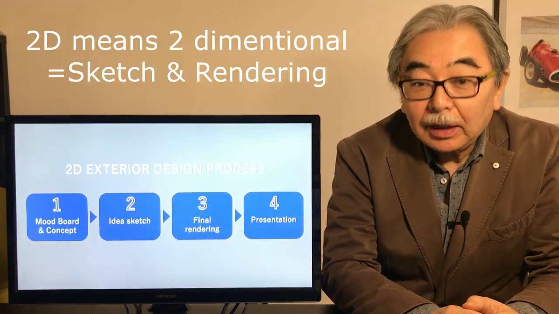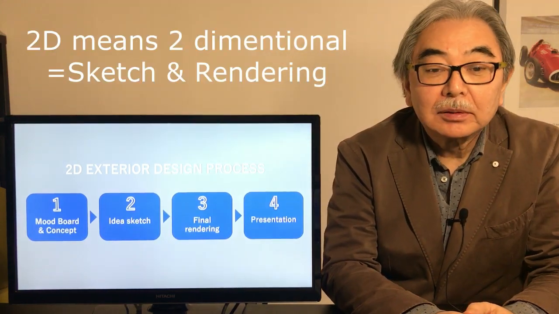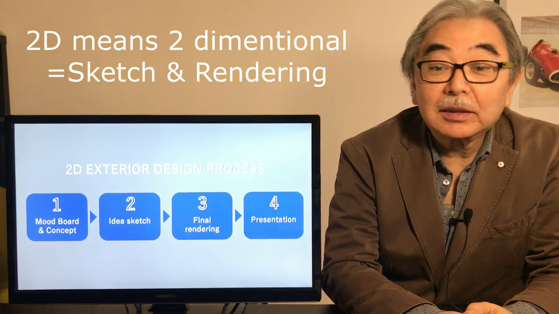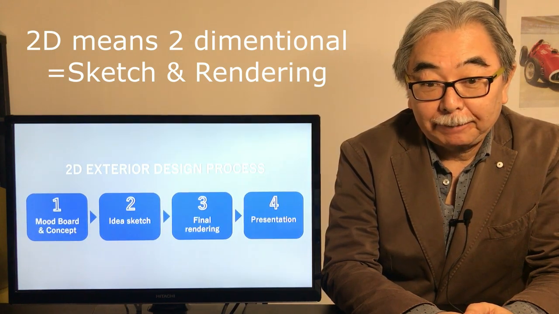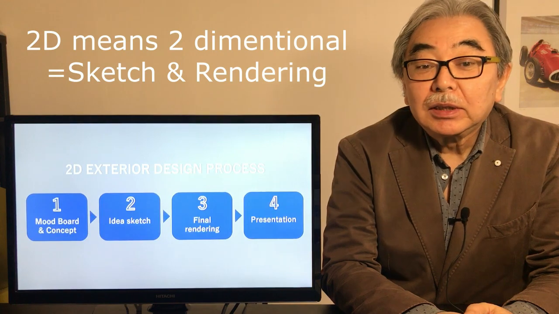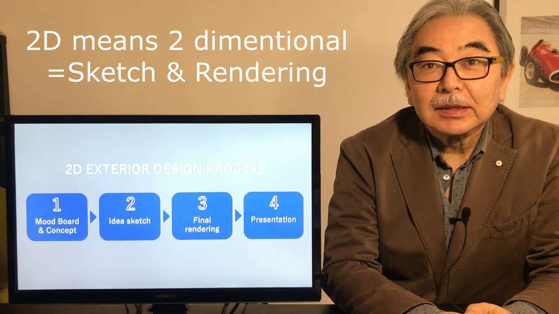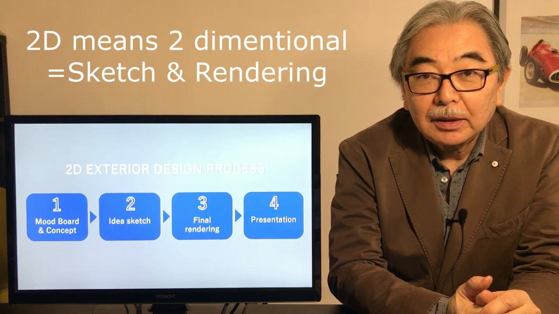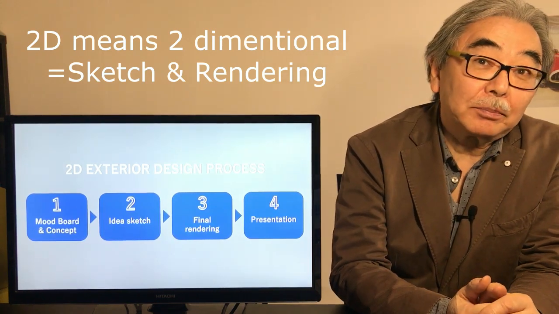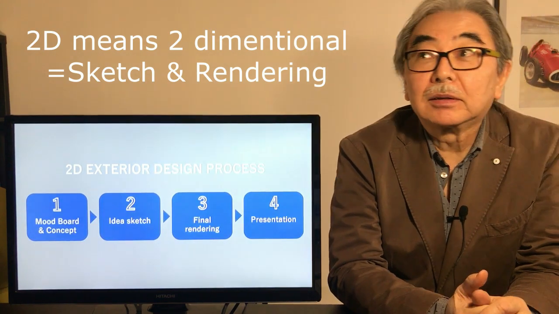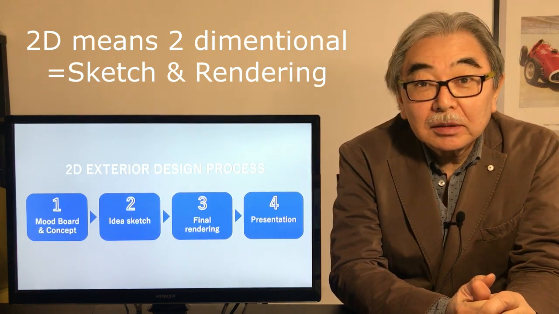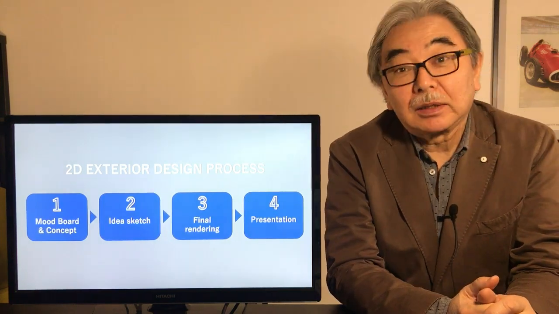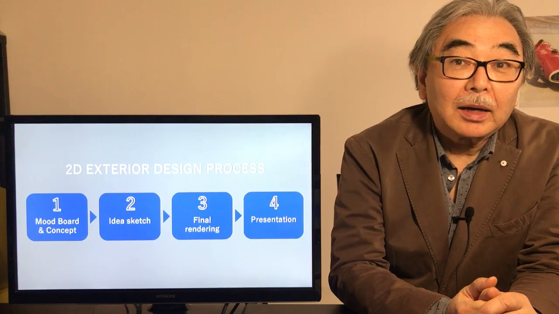And today I'd like to talk about the 2D exterior design process. Actually, the 2D exterior design process is the first stage of car design. And in car companies, it lasts like 2 to 3 months until the presentation.